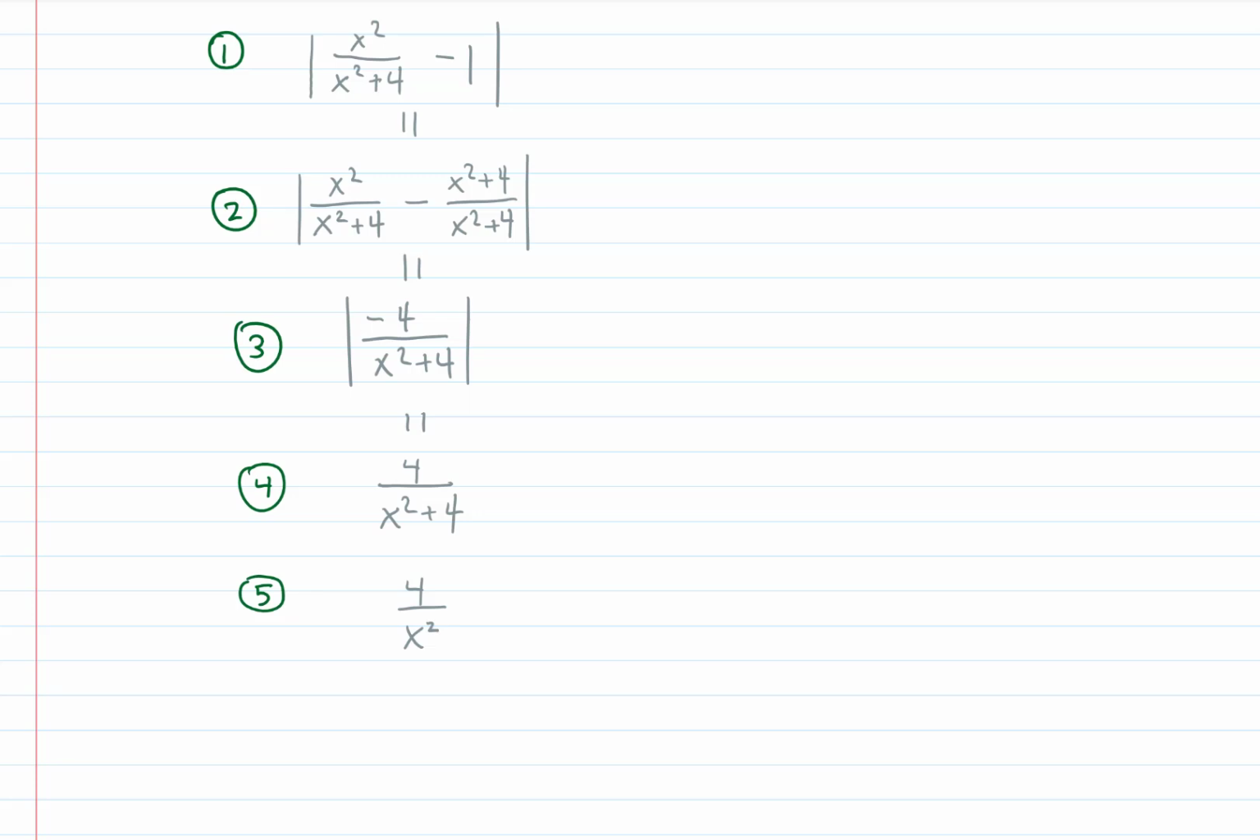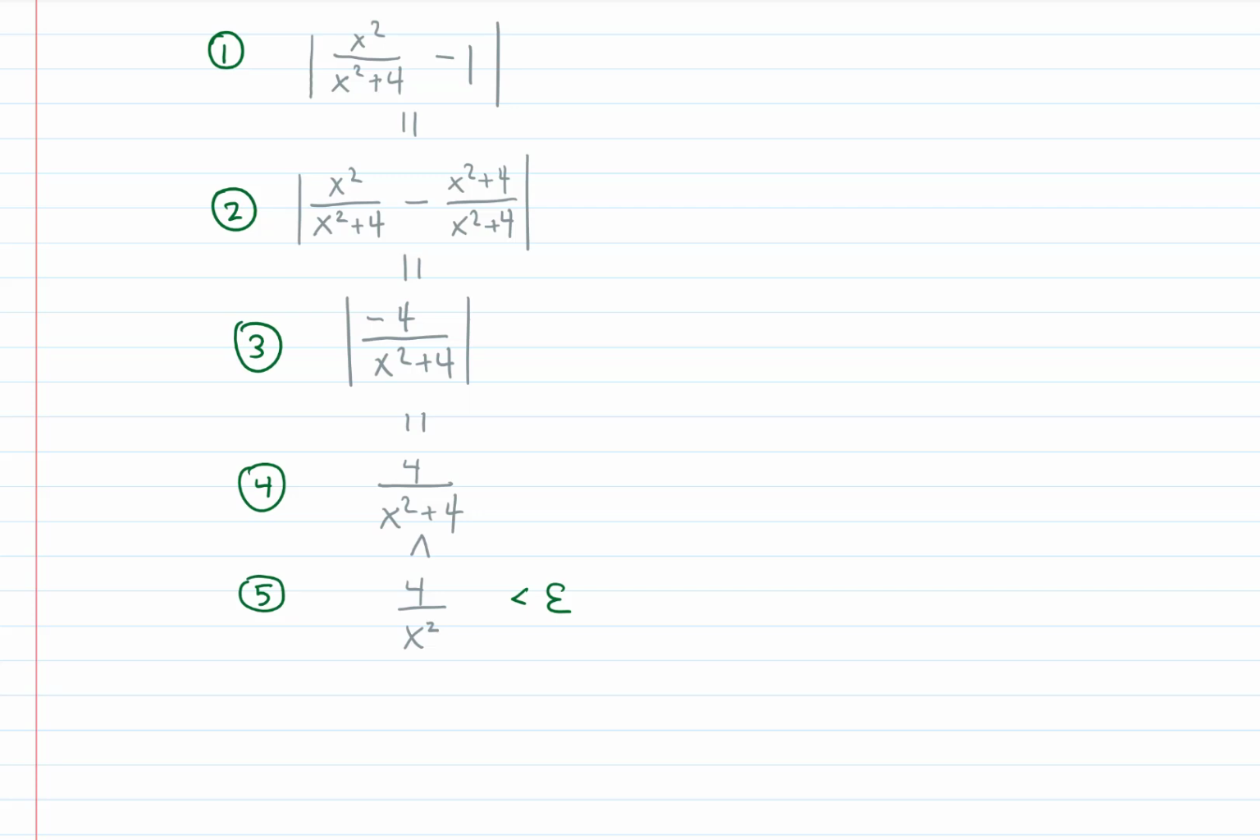Here's what's important. Line number 4 is less than line number 5. Because why? Line 4 has a bigger denominator, which means it is a smaller fraction. Line 5 has a smaller denominator, which means it's a bigger fraction. So if I can make line 5 less than epsilon, then that means line 1 will be less than epsilon.